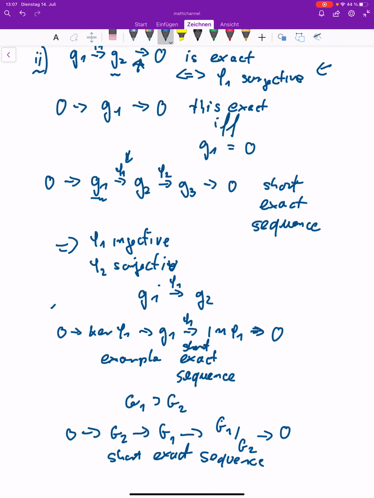And well, the first theorem to prove about short exact sequences, or about exact sequences in general, is that you can always subdivide so-called long exact sequences. So exact sequences that are longer than short exact sequences, you can always subdivide them or reduce them to a bunch of short exact sequences. And this is what we will show in the next mini lecture.